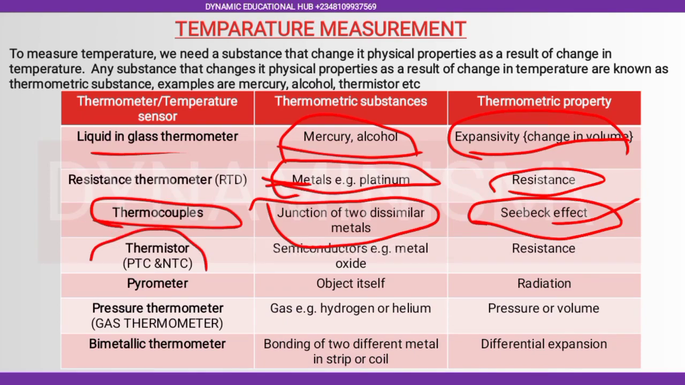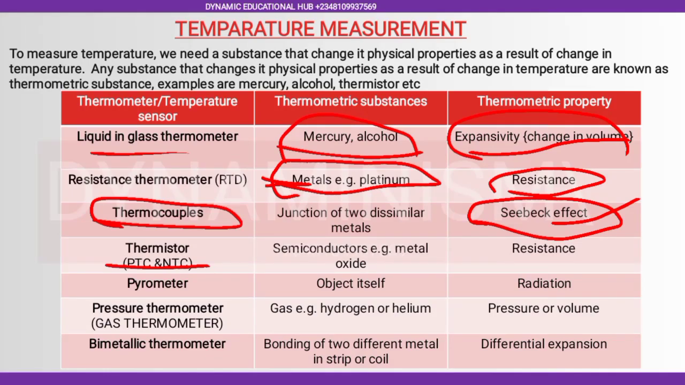We also have the thermistor. This thermistor is an electronic device. It is very useful in electronics. They are semiconductors, e.g. metal oxide. Now, it's also using resistance. Don't forget, a thermistor can be PTC or NTC. PTC means positive temperature coefficient, and NTC means negative temperature coefficient.